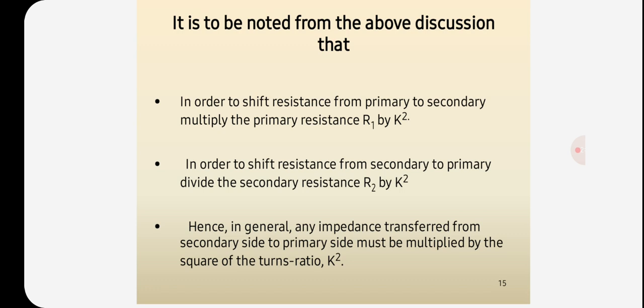Here we can conclude that to transfer primary resistance to secondary side, multiply it with K square, that is R1 dash is equal to K square R1. To transfer secondary resistance to primary side, divide it by K square, that is R2 dash is equal to R2 by K square. In order to shift resistance from primary to secondary, multiply the primary resistance R1 by K square. In order to shift resistance from secondary to primary, divide the secondary resistance R2 by K square. Hence, in general, any impedance transferred from secondary side to primary side must be divided by the square of the turns ratio, K square.